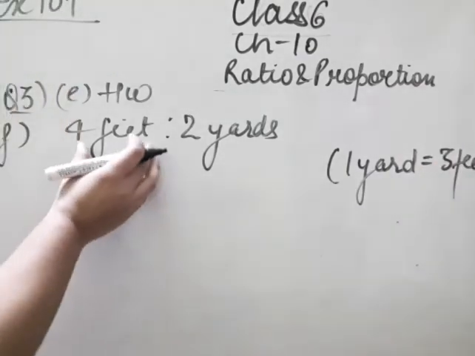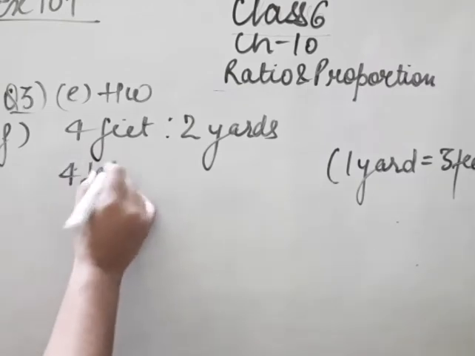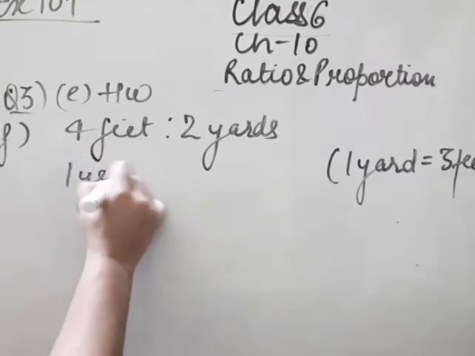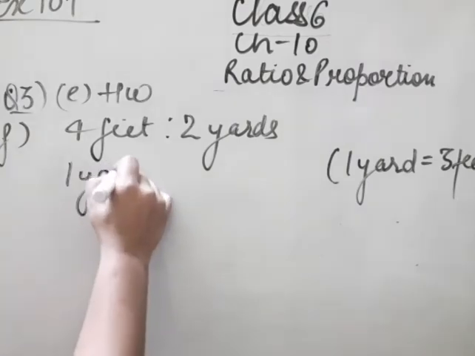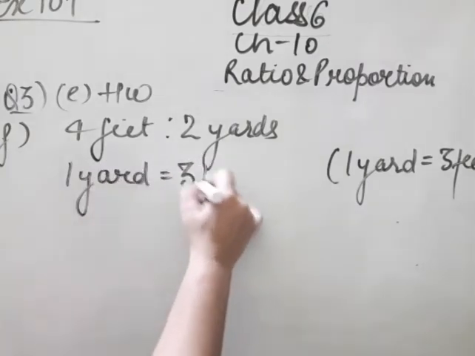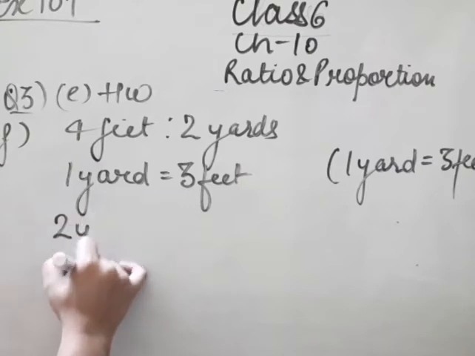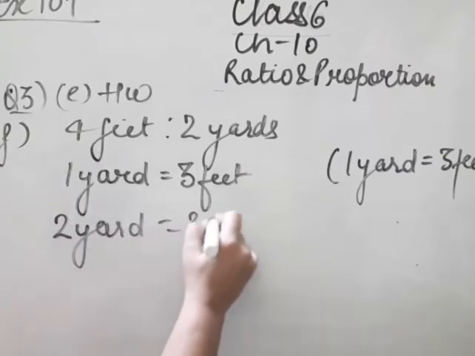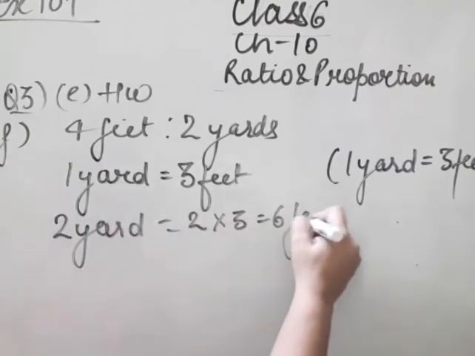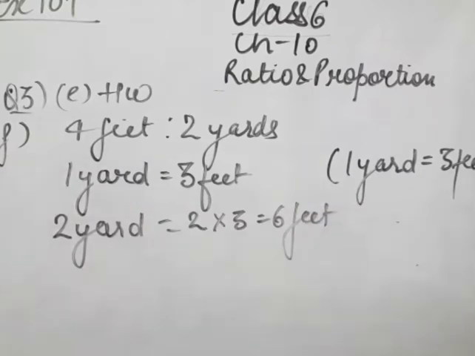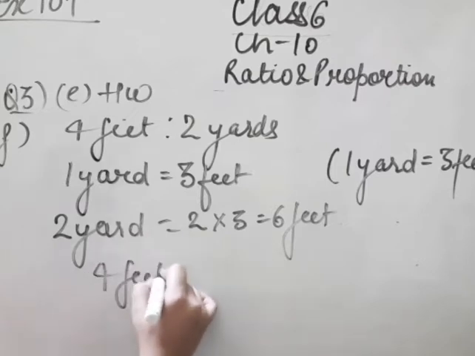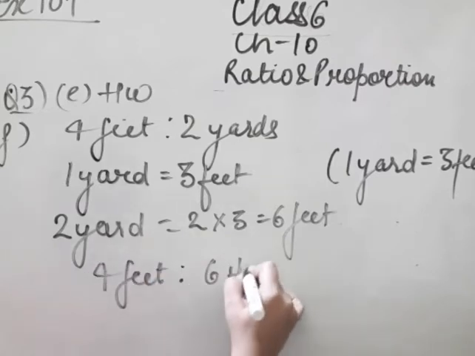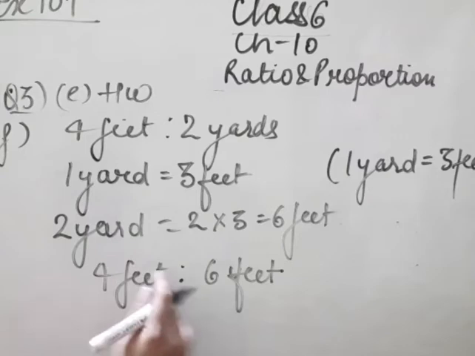So you will not convert feet; you will write 1 yard is equal to 3 feet. So 2 yards is equal to 2 into 3, that is 6 feet. In place of 2 yards you will write 6 feet. So this will become 4 feet ratio 6 feet. So feet and feet will get cancelled out.